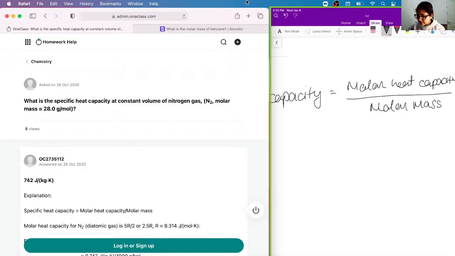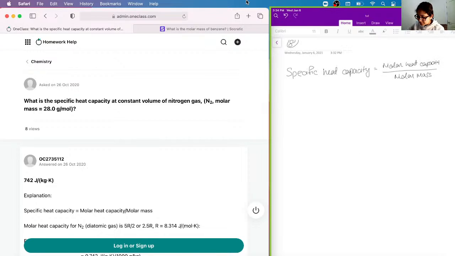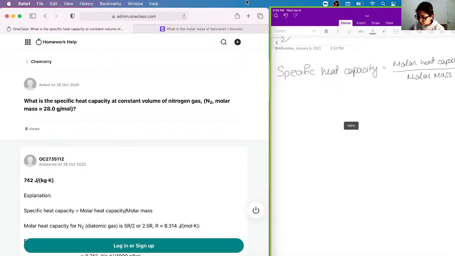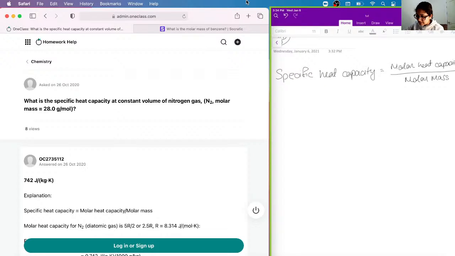So basically, since we are given the molar mass of nitrogen gas, which is 28.0 grams per mole, what we just need to find is the molar heat capacity. The molar heat capacity of a diatomic gas is basically 5R/2. So this is a formula.